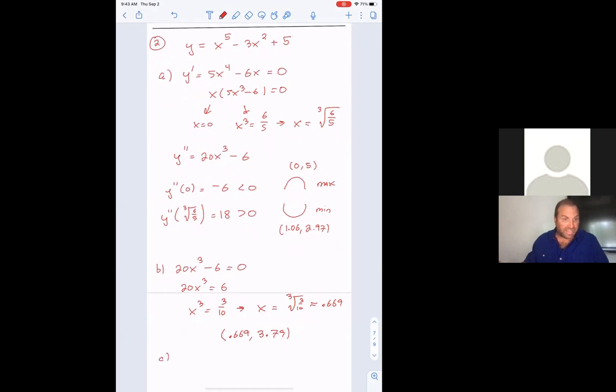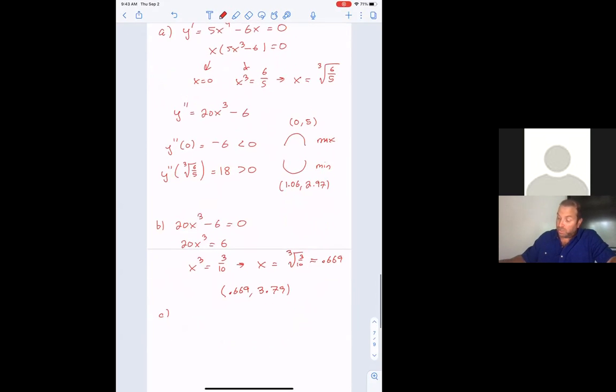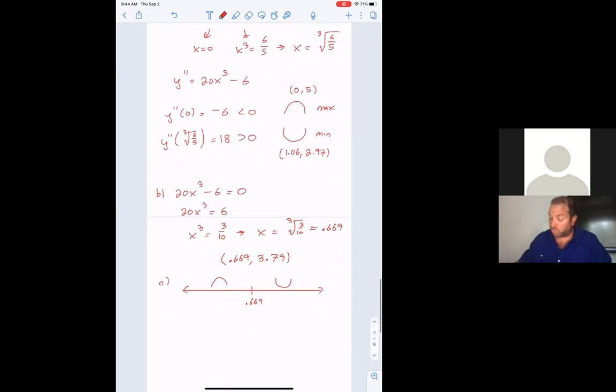C. Hence, give the range of values of x for which the curve is concave up. Well, if I make my number line, I know that my point of inflection is here at 0.669. To the left of that, like it's 0, it's concave down. To the right of that, it's concave up. That's the only point of inflection, which means the second derivative never changes other than that one point. And therefore, the range of values for which it's concave up would be 0.669 all the way to infinity.